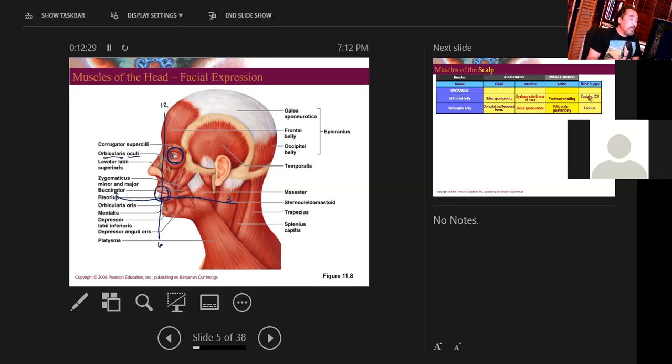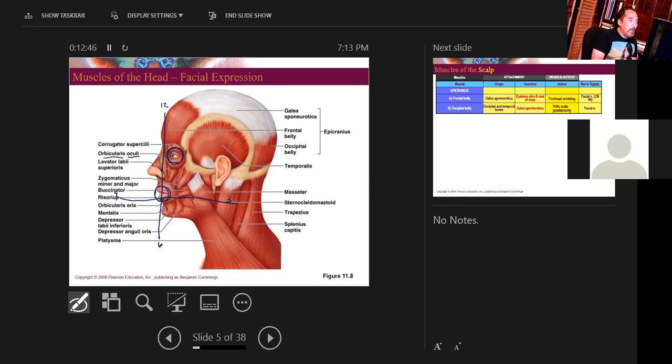Oris means mouth in Latin, okay? So you've got the two round muscles. Then after that, I want to take a look at the muscles. If you actually see the muscles, they go into the lip, okay?